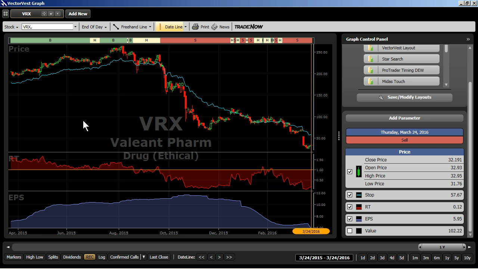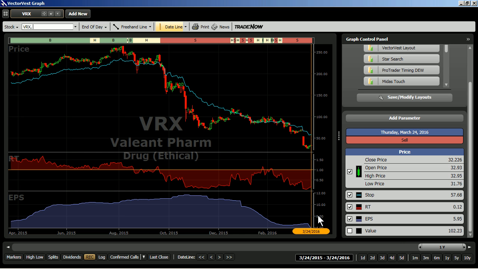So I'm going to use this stock as an example of how to use the VectorVest graphs, and specifically VectorVest Simple, to help us recognize when these good quality stocks run into some trouble, and some of the things we can do to become defensive in our portfolios and again mitigate any potentially major losses.